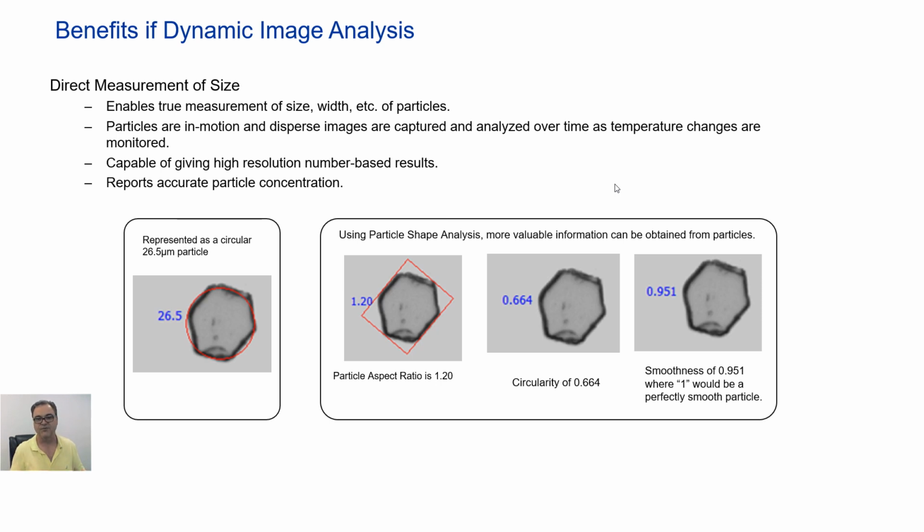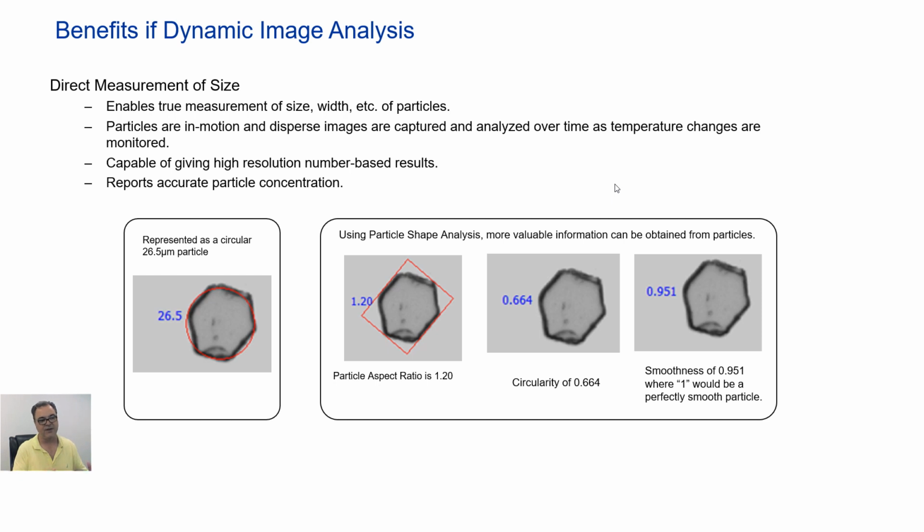So the benefits of dynamic image analysis, there are several. First of all, dynamic image analysis is a direct measurement technique. By direct measurement technique, what we mean is we're actually measuring the actual particle. So by having the particles dispersed, the actual particles can be imaged, and then they can be measured. So you get the true size. We can give you different types of sizes, whether it be equivalent circular sizes. We can give you aspect ratio, circularity, so many different types of shape information.